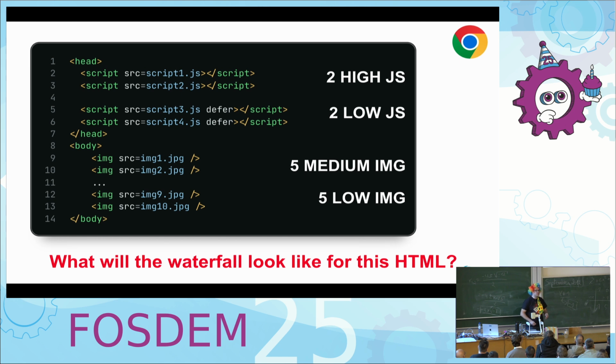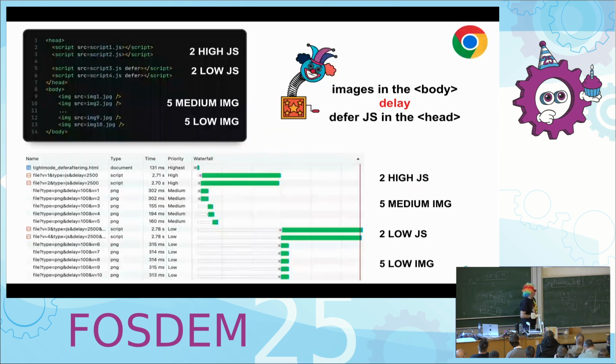Now I realize this is a bit difficult. To really do this, you kind of need a nose for these kind of things. So let's see. What basically happens is we first download those 2 high priority JavaScript files in tight mode, along with the 5 medium priority images. And then, after tight mode is done, only then do we request the deferred JavaScript and the rest of the images.